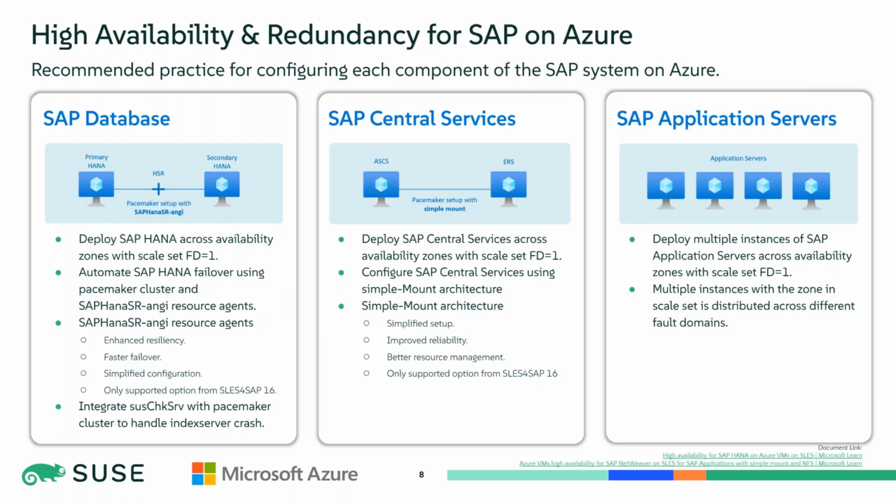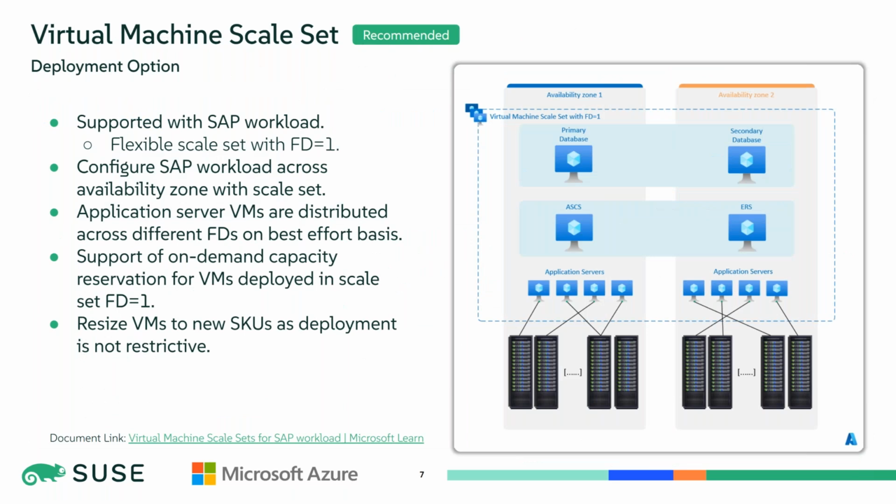So we covered this at the infrastructure layer: how you could deploy your SAP workload across availability zones in virtual machine scale set. But now let's span into each layer of the SAP workload, like database, central services, and application, and how you could achieve resiliency at each layer.